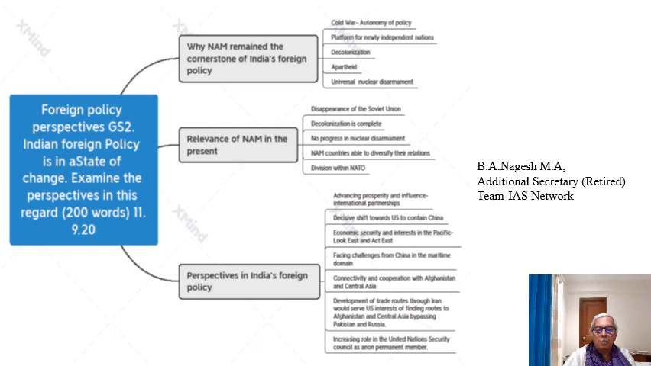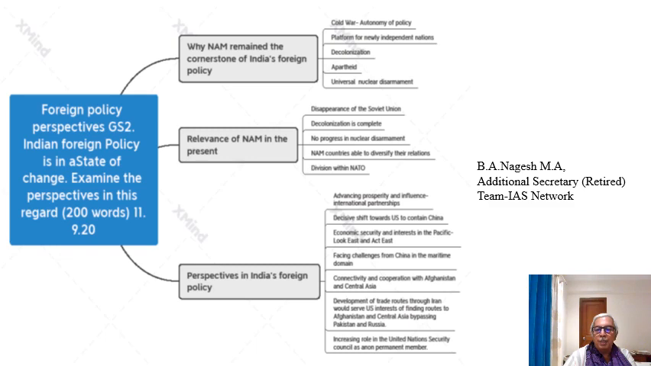The second important perspective is a decisive shift towards the US. Why the shift towards the US is openly seen is because we require the support of the US to contain China.